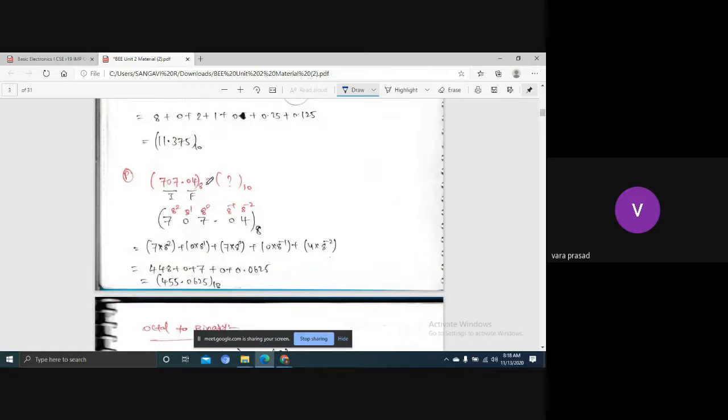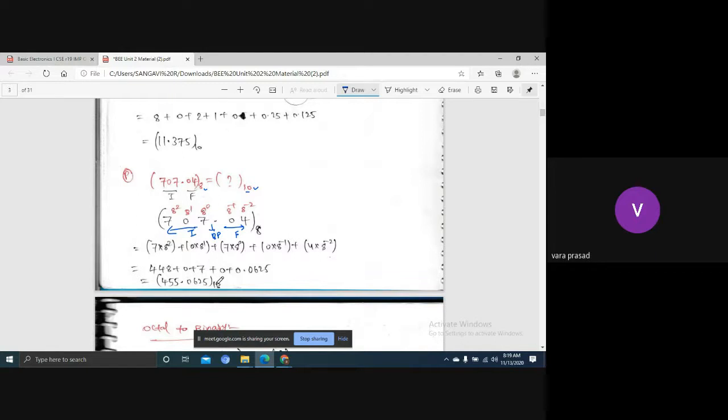707.04. They gave octal to decimal, 707.04. Here 8 power 0, 8 power 1, 8 square will be there. This is the integer part and this is the fraction part. Integer part goes like this, 8 power 0, and this is the base point. We have to multiply with 8 square into 7, 8 power 1 into 0, 8 power 0 is 1, 1 into 7. Plus here 0 into 8 power minus 1, 4 into 8 power minus 2. If you add these all, we are going to get the answer.